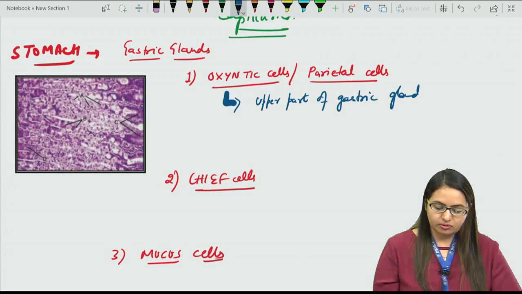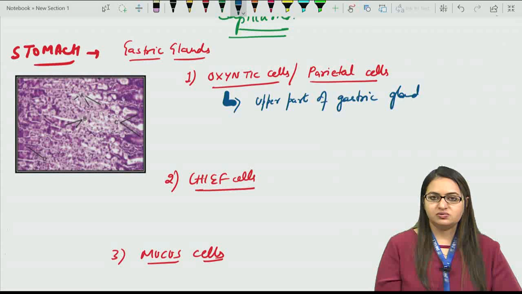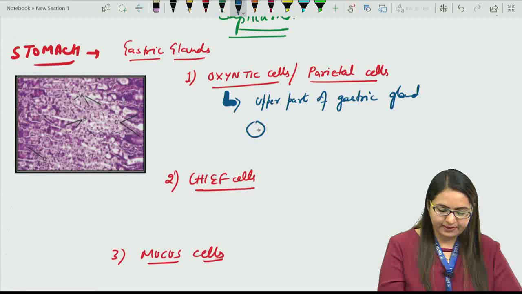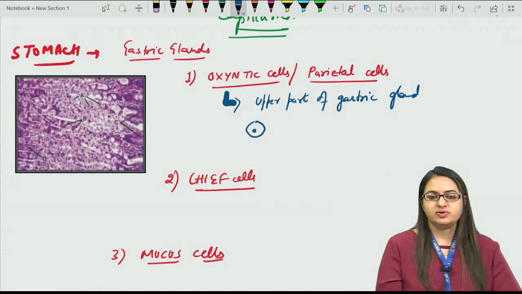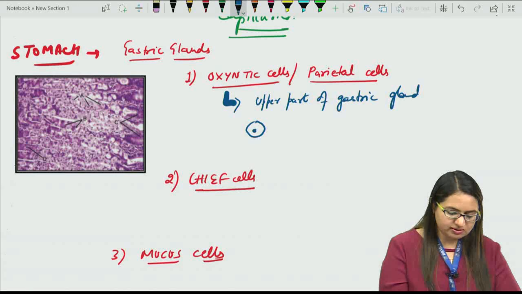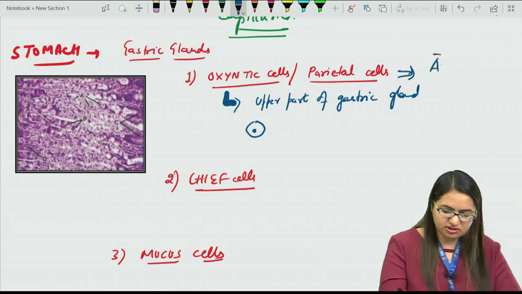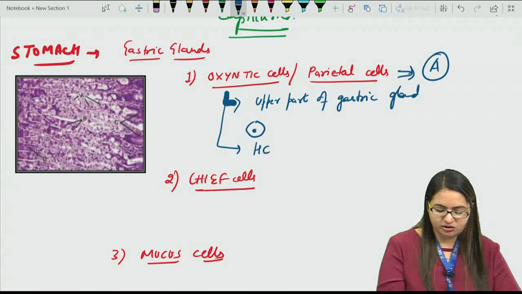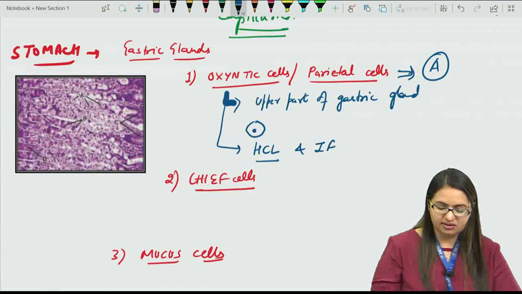If we see the appearance of these cells, they are oval or polyhedral shaped large cells, and in the center they have a round nucleus like this. The cytoplasm is clear, and it gives a beaded appearance, or we say the fried egg appearance. So it is a typical cell which is present over here, and this has been mentioned in A. The cell marked as A, these are the specific oxyntic or parietal cells. These are the cells which release hydrochloric acid, as well as the intrinsic factor.